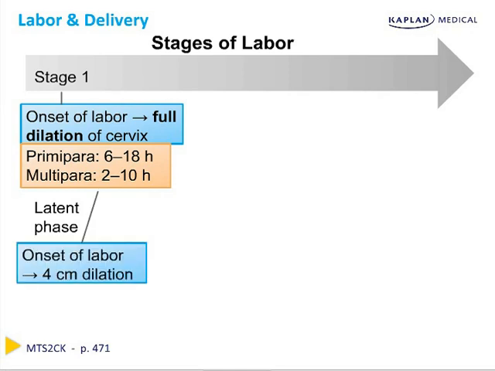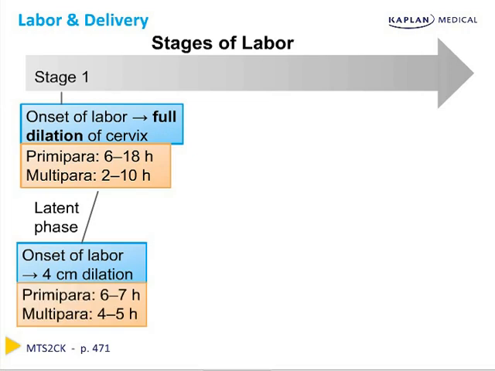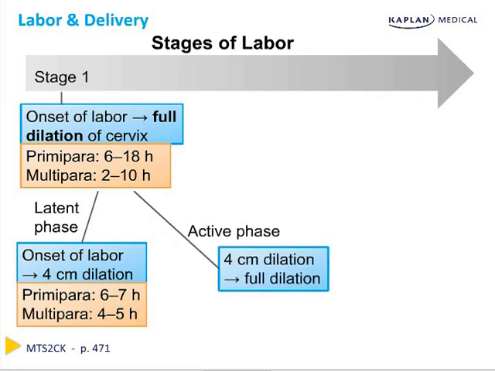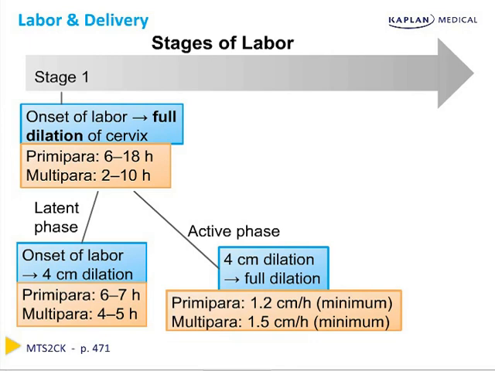There's a latent phase, which is the onset of labor to 4 centimeters dilation. Again, primiparous 6 to 7 hours, multiparous 4 to 5 hours. Next is the active phase, which is 4 centimeters dilation to complete dilation. We expect routine progression of about 1.2 centimeters an hour in first-time moms and 1.5 centimeters in moms who have had more than one baby. This becomes important when talking about arrest disorders.